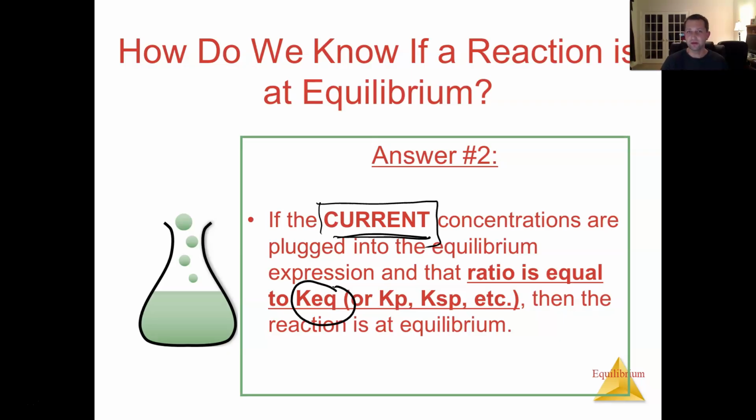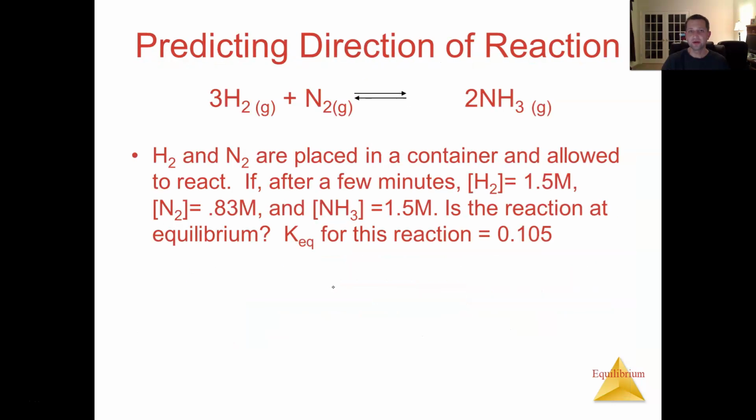Depending on how they compare, we can tell if we're at equilibrium or if the reaction needs to progress in the forward or reverse direction. All right? So here's an example. Same one on your note sheet. You have H2 and N2 placed in a container and allowed to react. After a few minutes, the concentrations of H2, N2, and NH3 are given to you. KEQ for the reaction is 0.105.